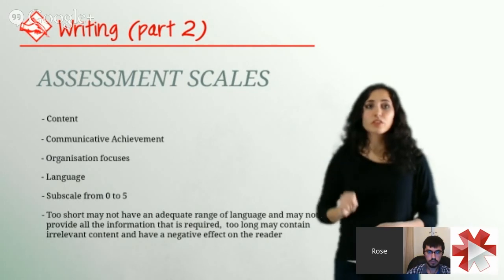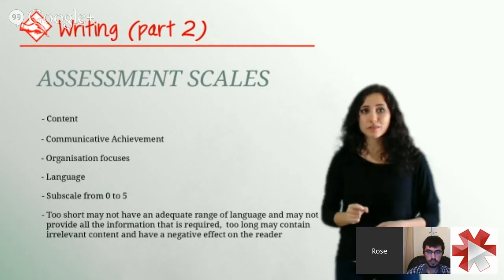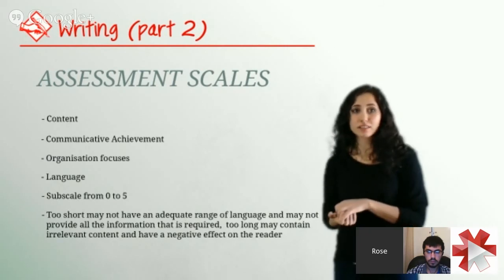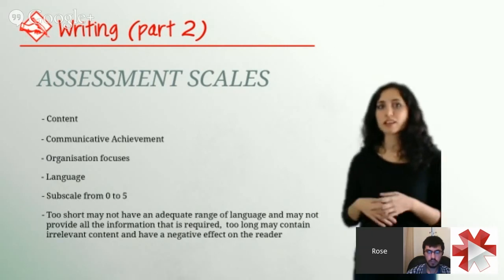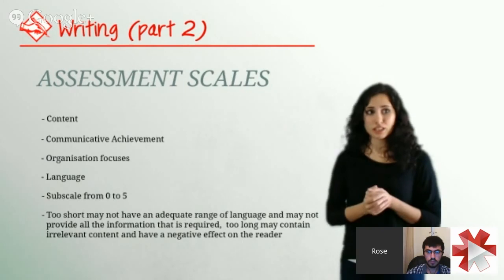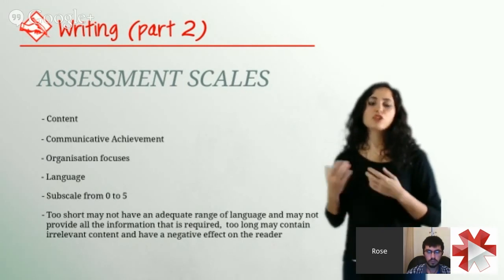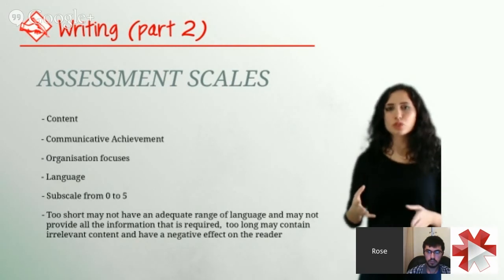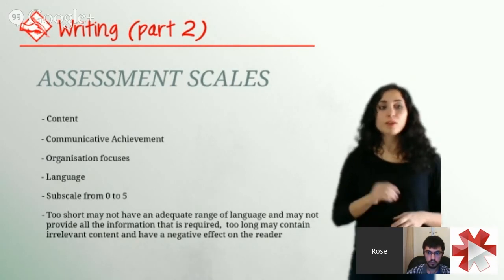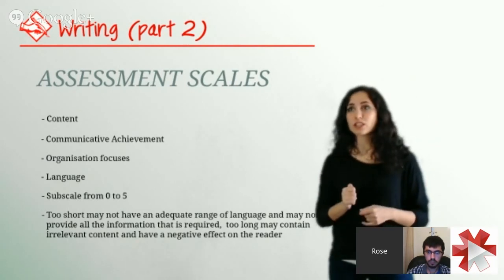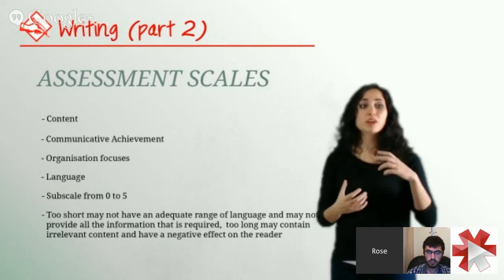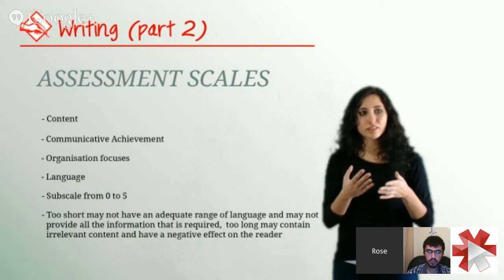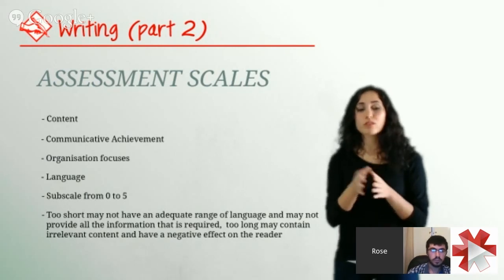Second, communicative achievement, which focuses on how appropriate the writing is for the task and whether the candidate has used the appropriate register. Did you use the right register? Did you communicate what you were trying to say? Because answering the questions and actually making someone understand what you said are different things. So you have to think about that too.